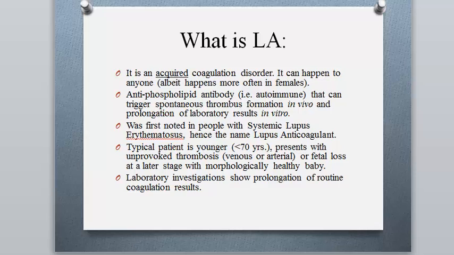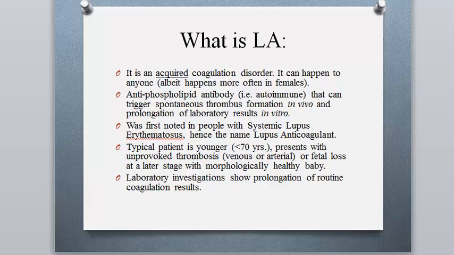What is lupus anticoagulant? Lupus anticoagulant is an acquired coagulation disorder. That means it can happen to anyone, although historically it mostly happens to females, though it does happen to males occasionally.